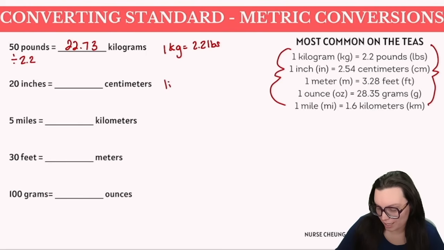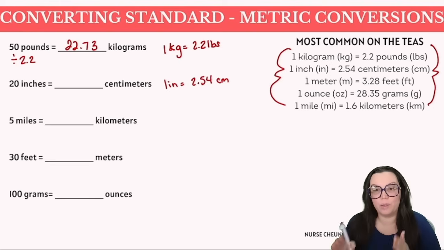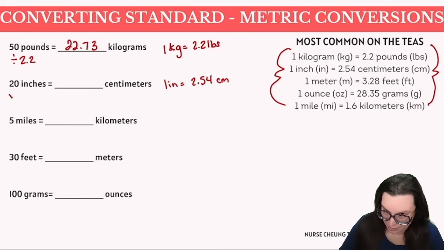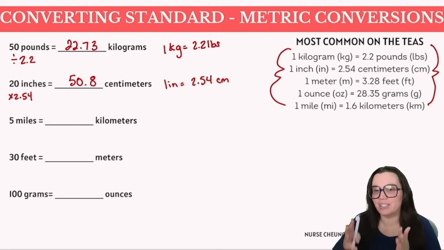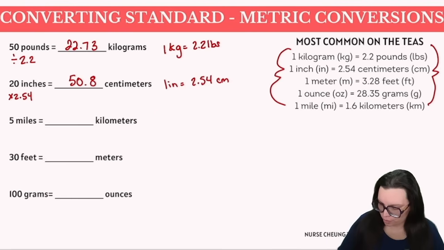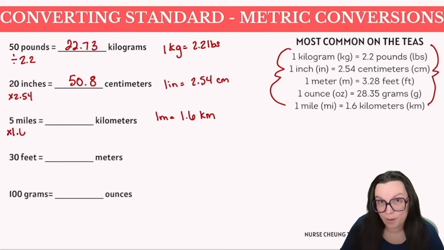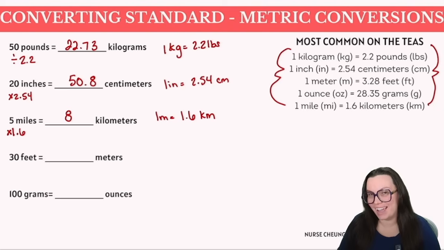Next up, we're moving from inches to centimeters. So as we know, 1 inch is equal to 2.54 centimeters. So again, we want to multiply this time, right? We're going from inches to centimeters. So 20 times 2.54 is going to give us our correct answer of 50.8 centimeters. Our next conversion is 5 miles to kilometers. So 1 mile is actually equal to 1.6 kilometers. So we're going from miles to kilometers, so we're going to multiply by 1.6, which is going to give us our correct answer of 5 miles is equal to 8 kilometers.